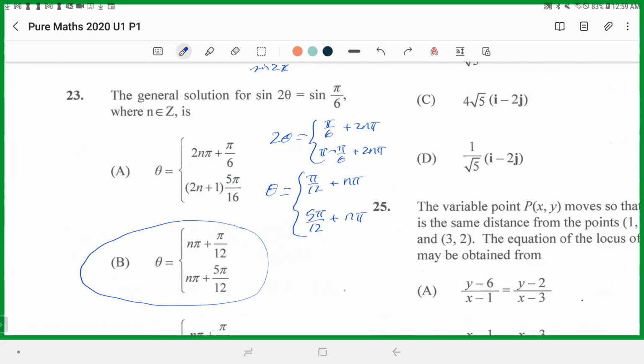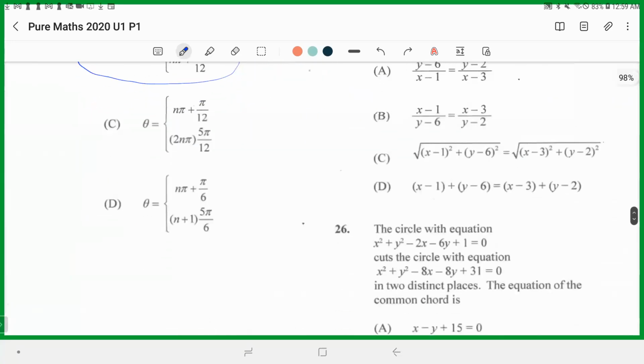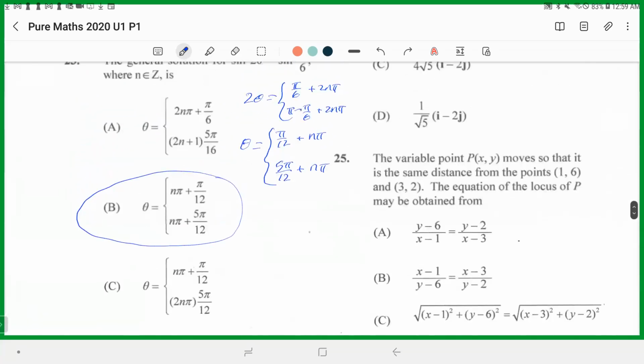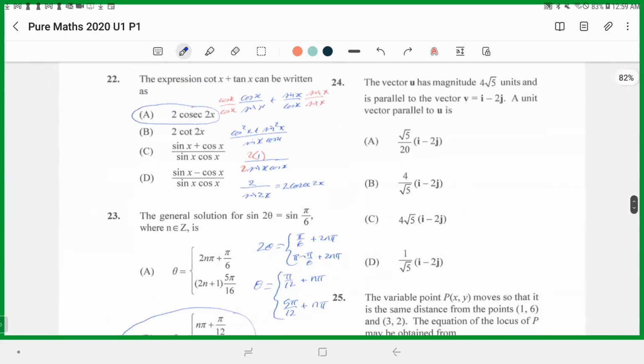Feeling sleepy. Let's finish this, Mr. Shaw. Let's finish this. All right, number 24.